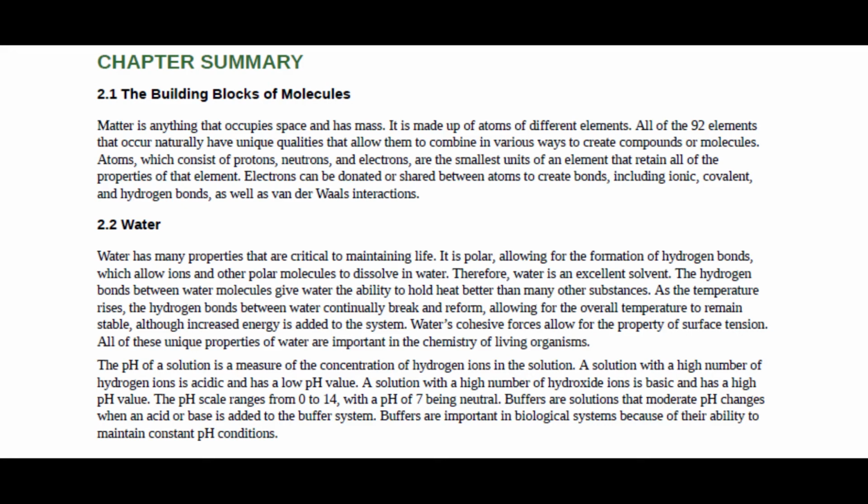The pH of a solution is a measure of the concentration of hydrogen ions in the solution. A solution with a high number of hydrogen ions is acidic and has a low pH value. A solution with a high number of hydroxide ions is basic and has a high pH value. The pH scale ranges from 0 to 14, with a pH of 7 being neutral. Buffers are solutions that moderate pH changes when an acid or base is added to the buffer system. Buffers are important in biological systems because of their ability to maintain constant pH conditions.